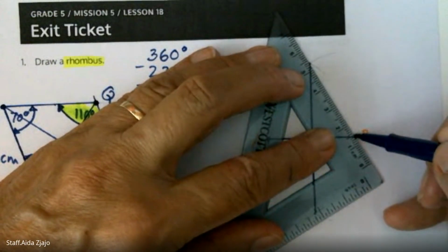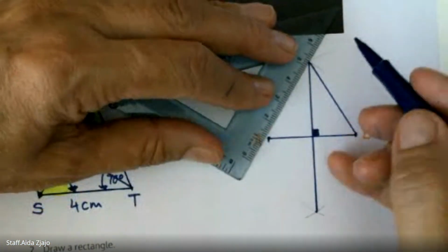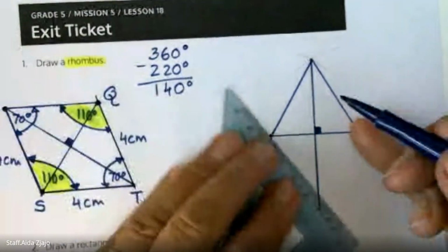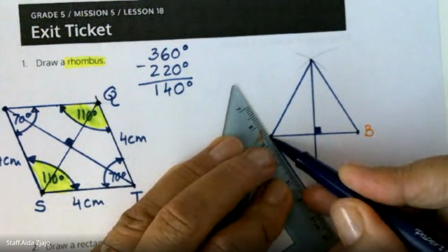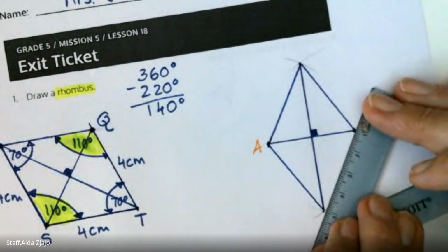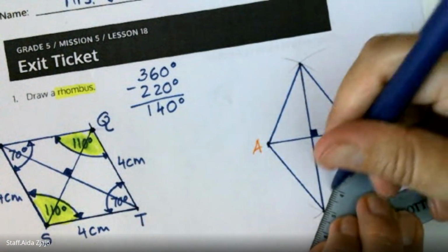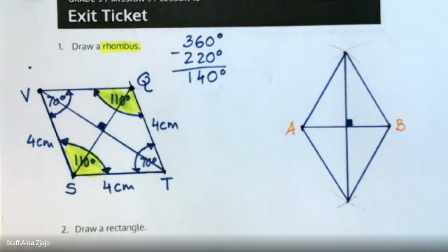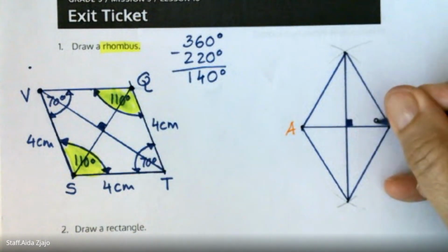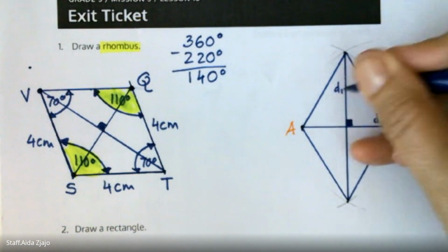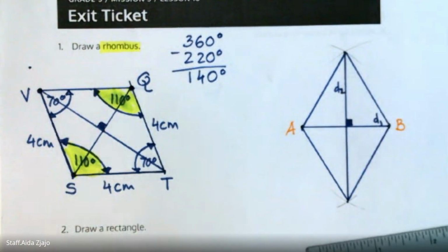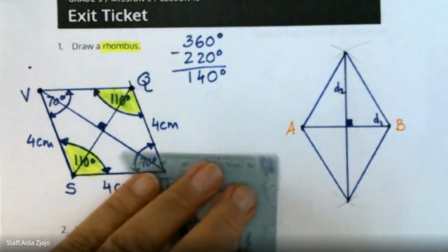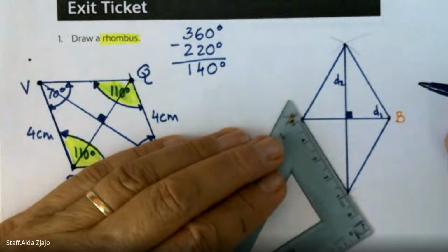So if I connect these two and these two and these two, I got a rhombus. I created myself a rhombus with D1 and D2 that are perpendicular bisector diagonals, and I can prove to you that the sides are congruent.